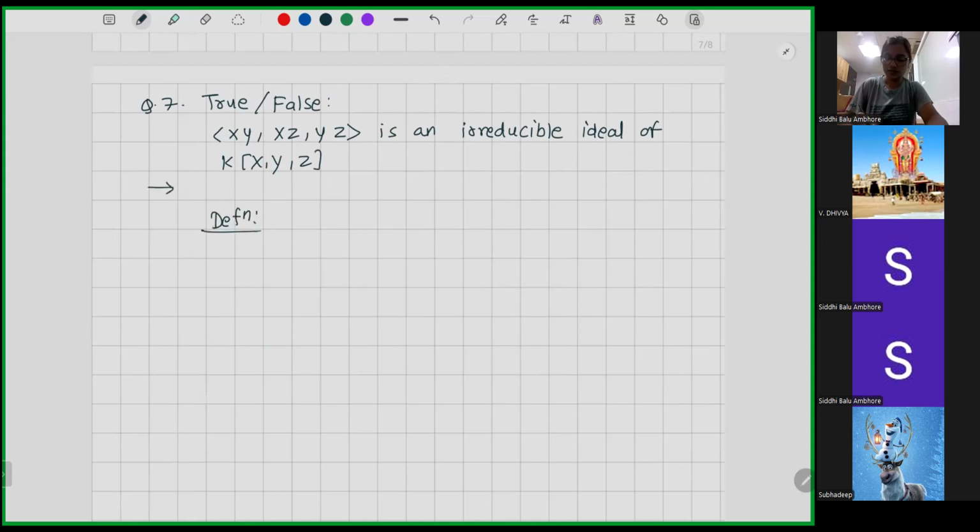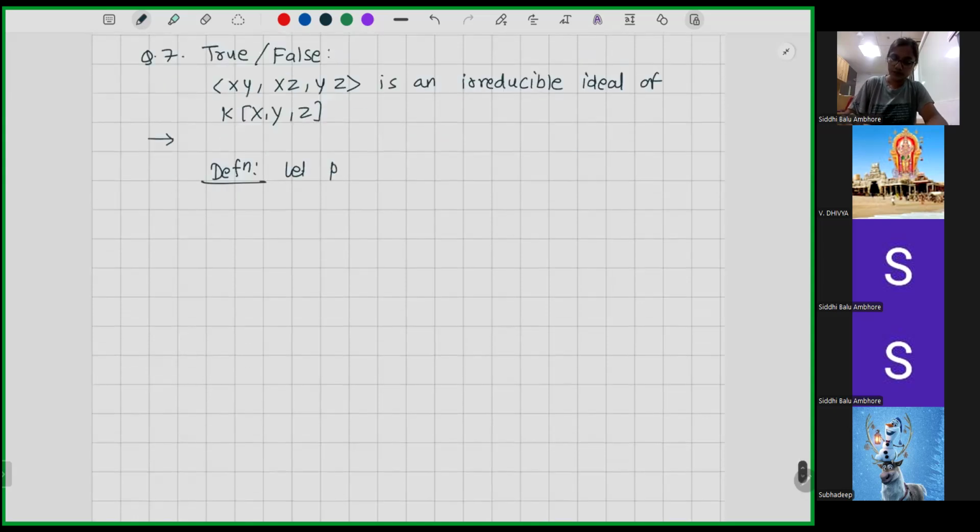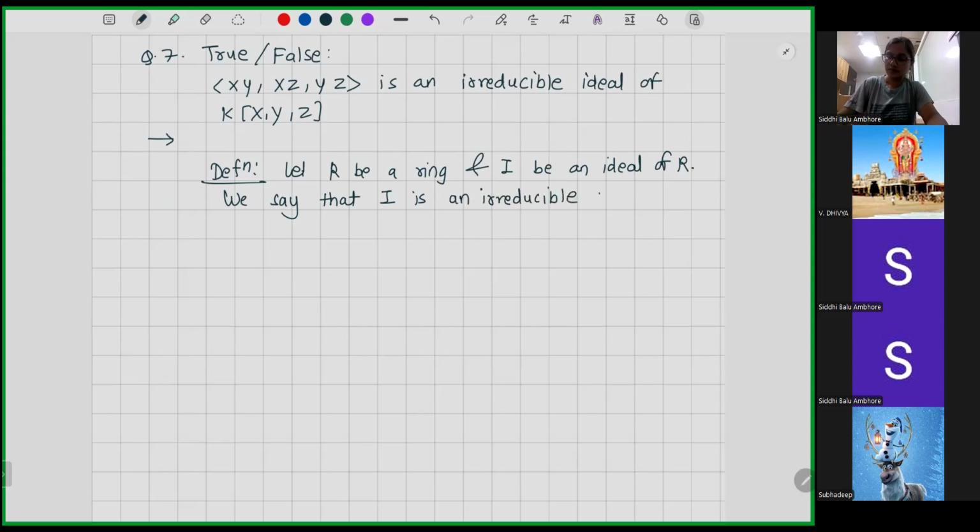Let me give you the definition of an irreducible ideal. Let R be a ring and I be an ideal of R. We say that I is a reducible ideal if there exist ideals I1, I2 of R such that I is properly contained in I1, I is also properly contained in I2, and I is the intersection of these two ideals.